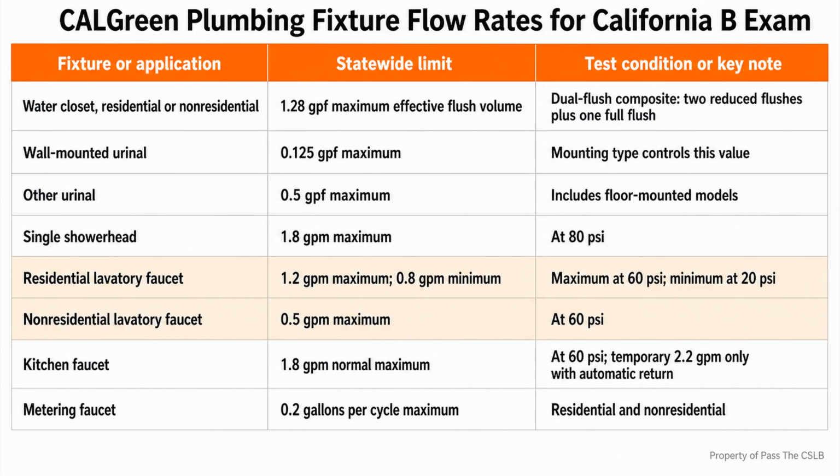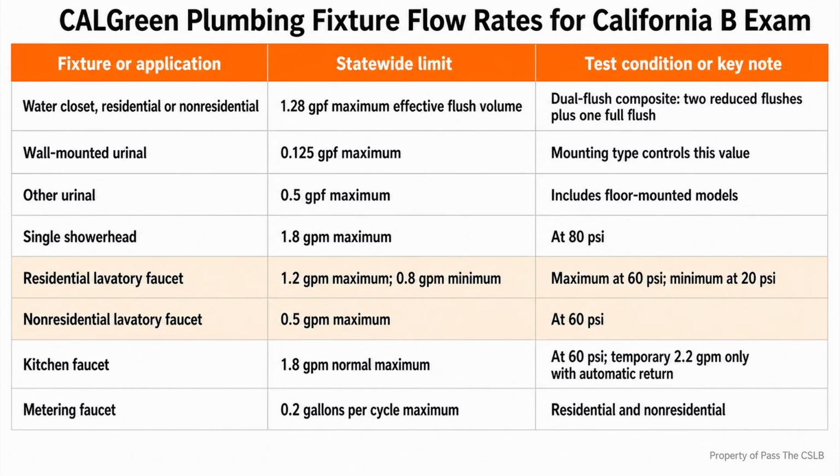I use this reference as a submittal screen, not as permission to ignore the rest of the project. A model can satisfy the statewide baseline and still be rejected where a local reach code establishes a stricter requirement. A model can also have the correct flow but be wrong for the listed use or location. The number is necessary, but the number alone is not the whole approval.